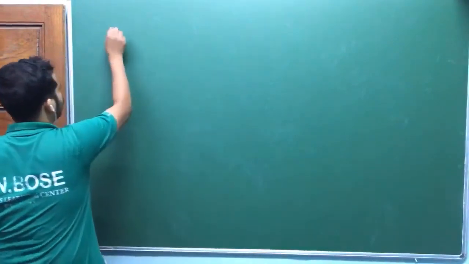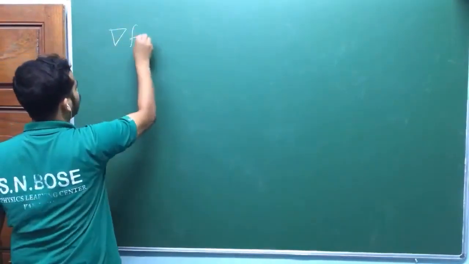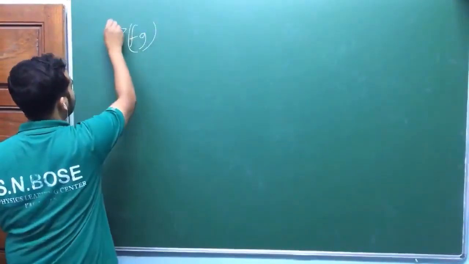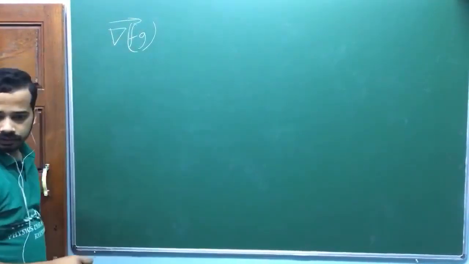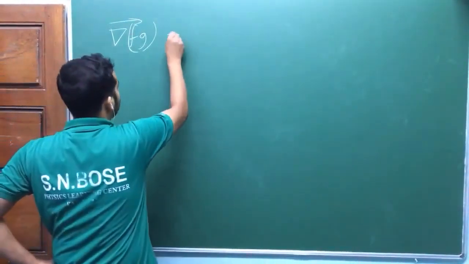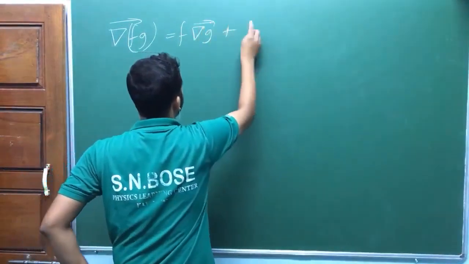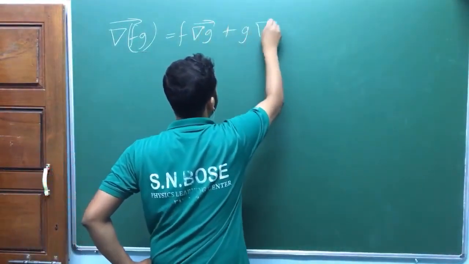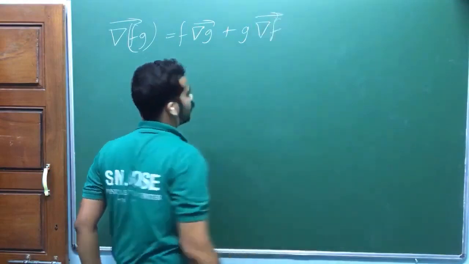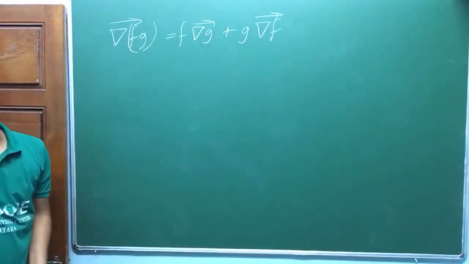Del of, so gradient of the product of two scalar fields. These f and g are scalar fields, okay? So the gradient of that one is equal to, you can take f outside and take the gradient of g, plus you can take g outside and take the gradient of f. I hope this is the ordinary derivative product rule, isn't it?